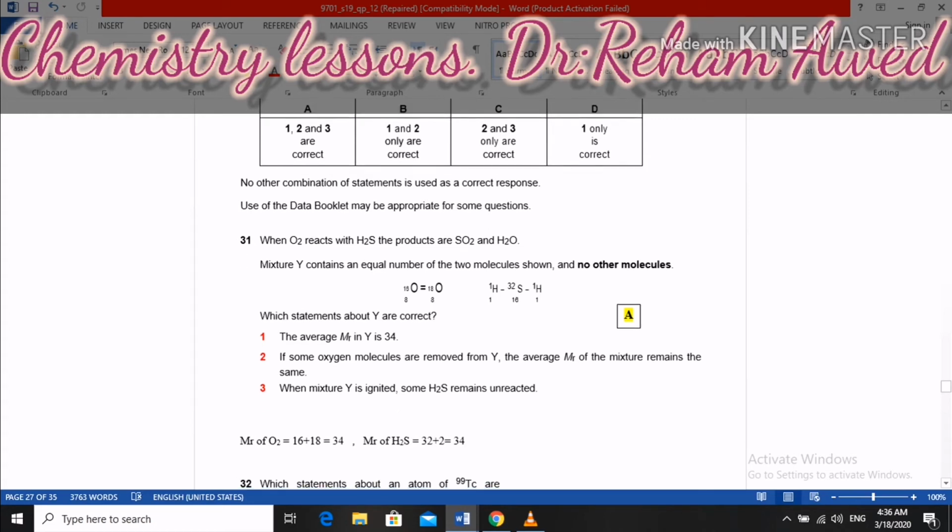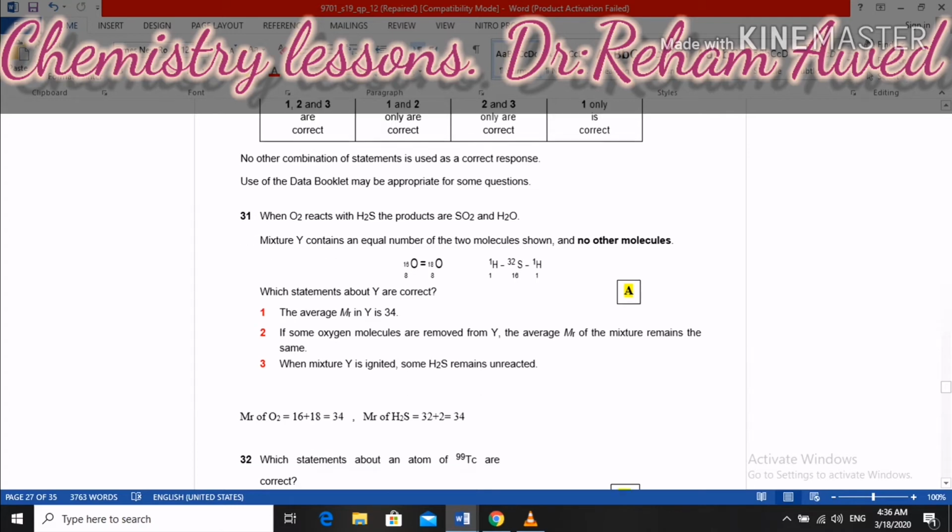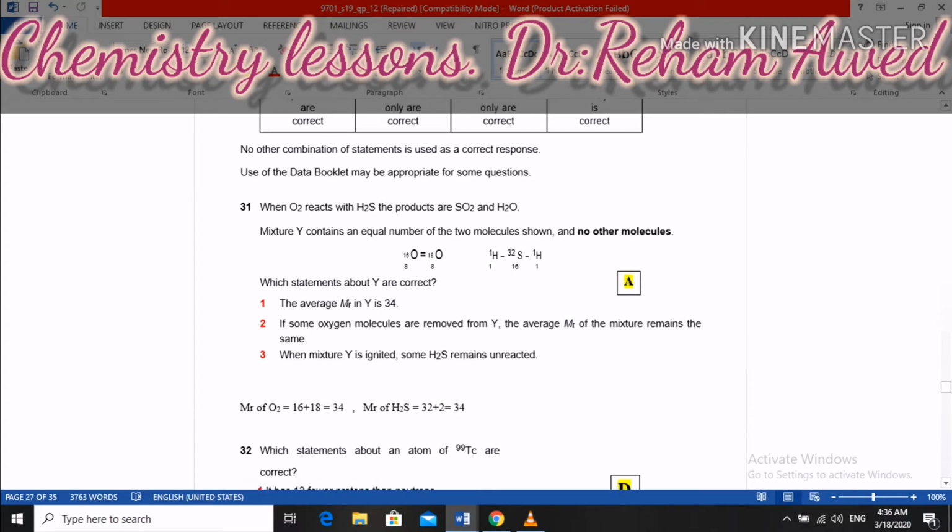Third choice, when mixture Y is ignited, some hydrogen sulfide remains unreacted. Of course, it is correct because in burning reaction, we just use oxygen for completing the burning reaction. Hydrogen sulfide won't be included in the reaction, so we still have hydrogen sulfide. So we can say that 1, 2, and 3, all of them are correct. As 1, 2, and 3 are correct, so our best choice is A.